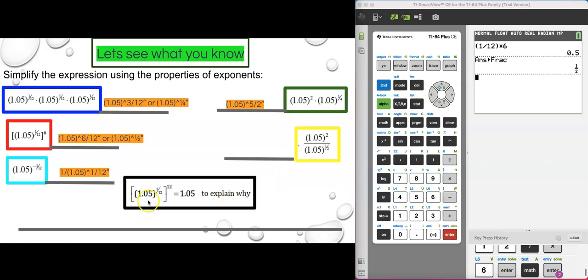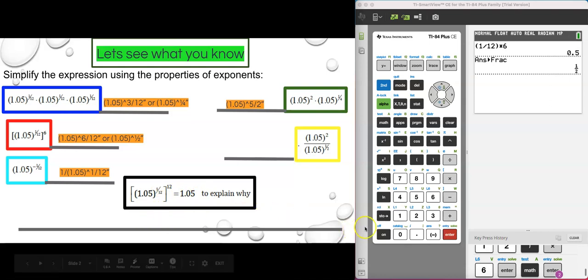Okay, so now this question says, explain why this right here, 1.05 raised to the 1/12 power raised to another power, so automatically I know that I have to multiply those exponents to simplify it. Why is that equal to 1.05?